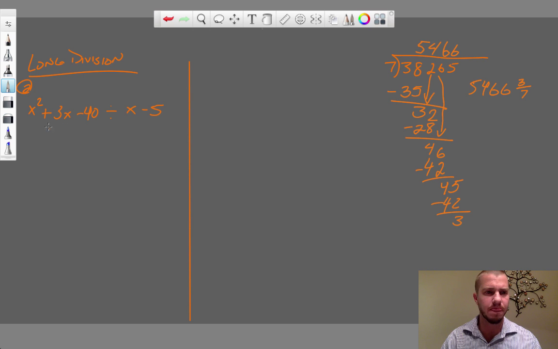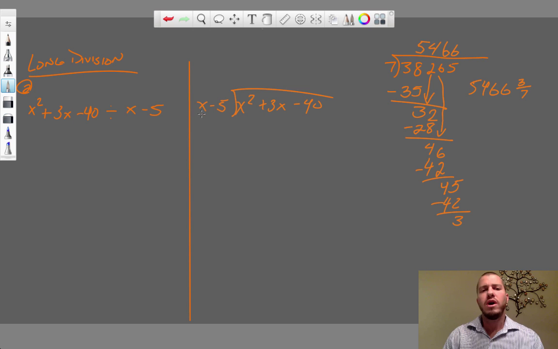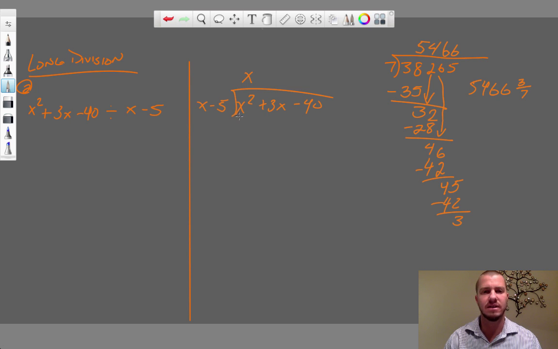So when I go to do this one, I have this quadratic, x squared plus 3x minus 40, that's being divided by x minus 5. And what you're looking at is this first term, this x squared. So I'm really doing x squared divided by x. And you can look at it 2 ways. I like to just think of it as x times what will give me x squared. That's the same thing as division. So that's going to be an x. X times x is x squared.